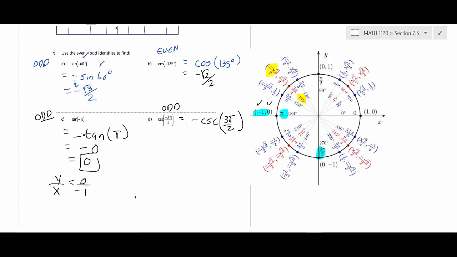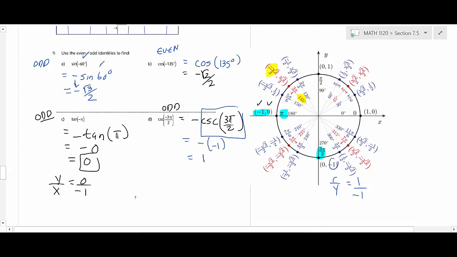So the sine is this. The cosecant's reciprocal of that. So what you would have is this. When you put this together, the cosecant of 3 pi over 2, that part right there is just going to be, and you can think of it as r over y if you want to. R is 1, so that's negative 1, so you have negative negative 1, so the answer to the problem is 1.